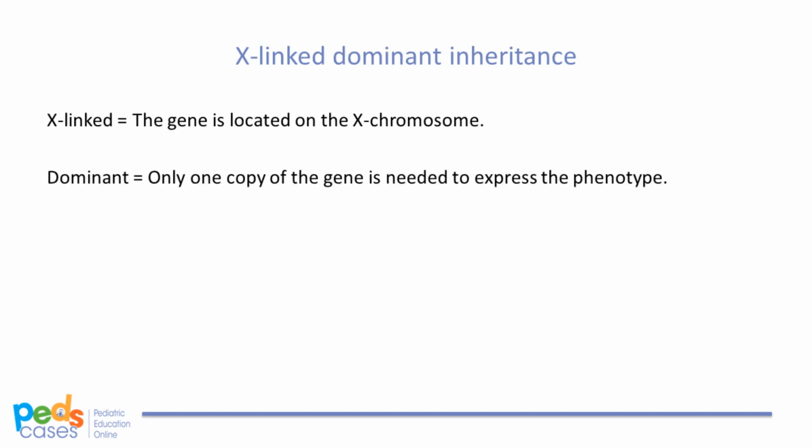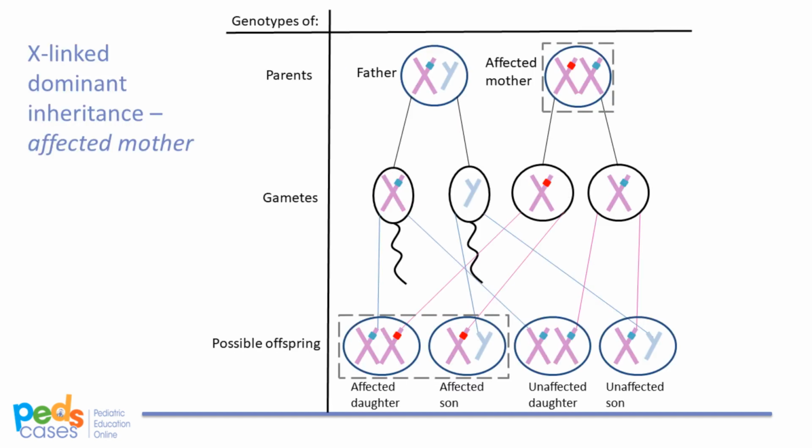X-linked dominant inheritance is an uncommon pattern in which the phenotype associated with the allele is expressed in heterozygotes. So in this case, in contrast to the X-linked recessive pattern, a female with just one copy of the allele will be affected. As such, each child of an affected mother has a 50% chance of inheriting the trait, regardless of the sex of the child.